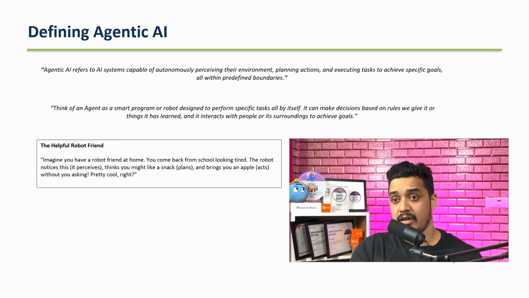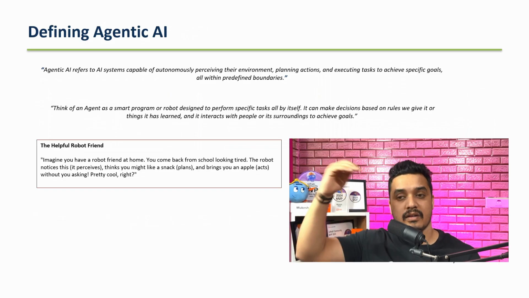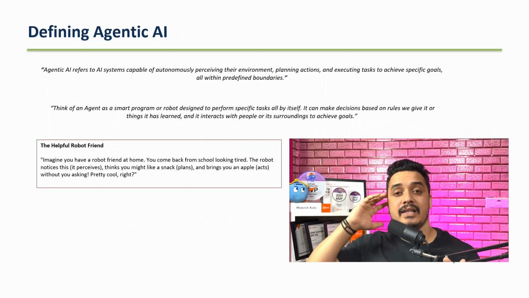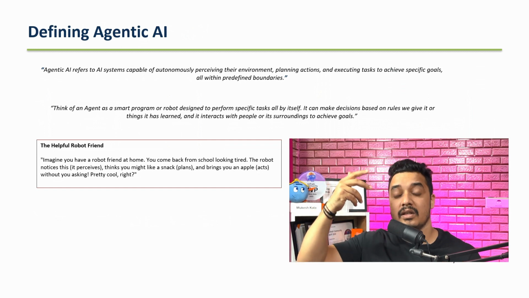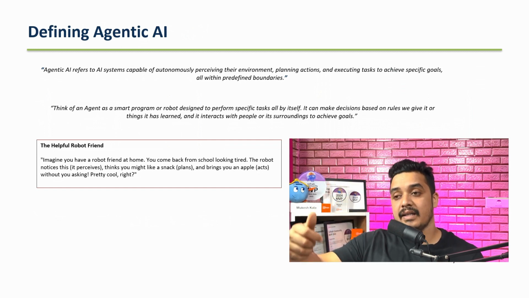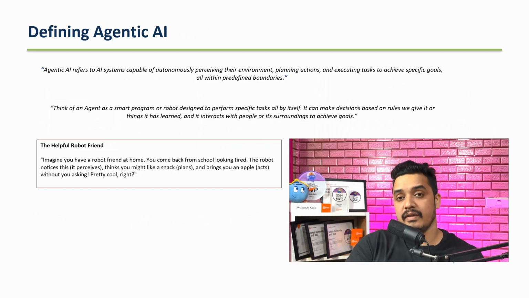Imagine you are coming back from school and you have a robot friend at home. It's a physical robot. The robot sees that you are coming from school, you look tired, and it understands that you might be hungry and might like a snack, and it brings you an apple without even asking you. So what happened in this?